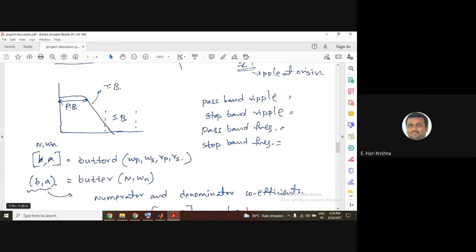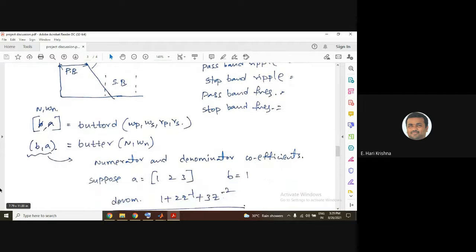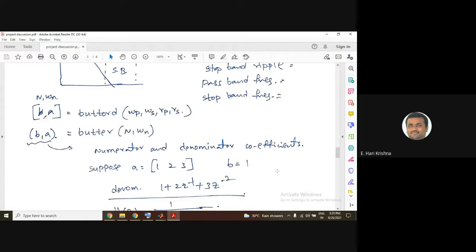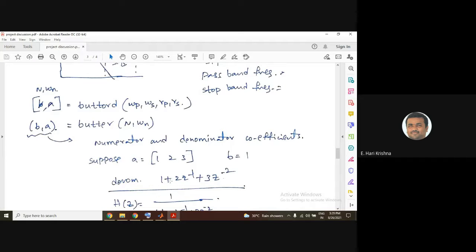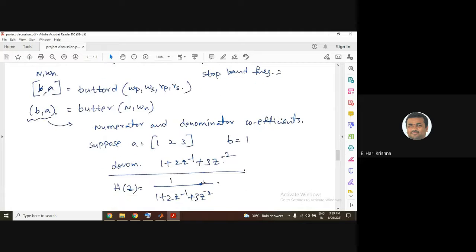It computes B comma A, that is the numerator and denominator polynomial coefficients of the transfer function. Suppose A is equal to 1, 2, 3 and B is equal to 1. The denominator is 1 plus 2 z power minus 1 plus 3 z power minus 2, and the transfer function is 1 divided by 1 plus 2 z power minus 1 plus 3 z power minus 2. That is the designed IIR filter.